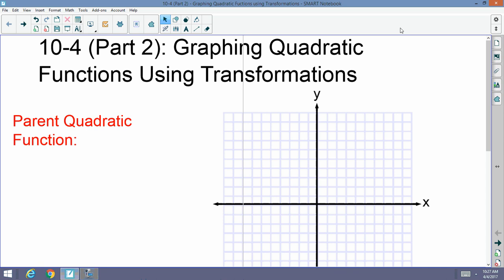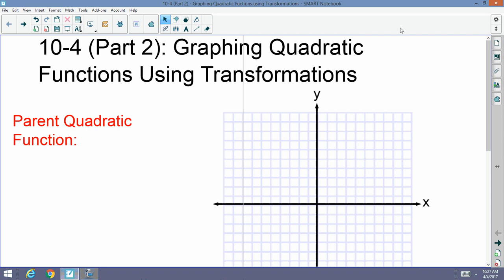Now today we're going to talk about graphing quadratic functions using transformations. And when we're using transformations, we're using a different form of the quadratic function. When we were using properties, we used the standard form, which is y equals ax squared plus bx plus c. Here we're going to use a different form. We're going to talk all about it.